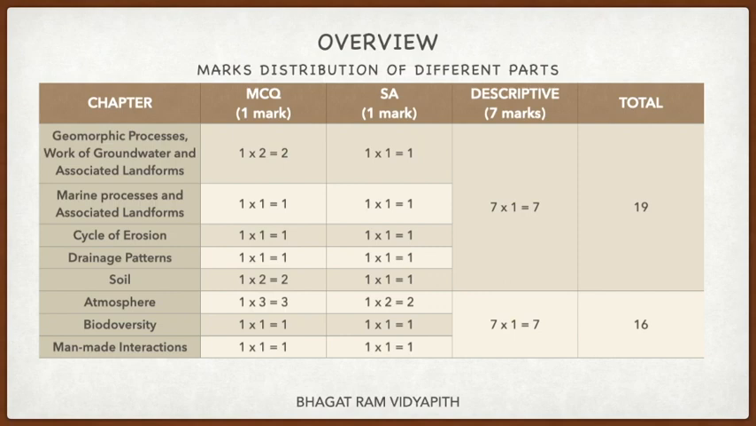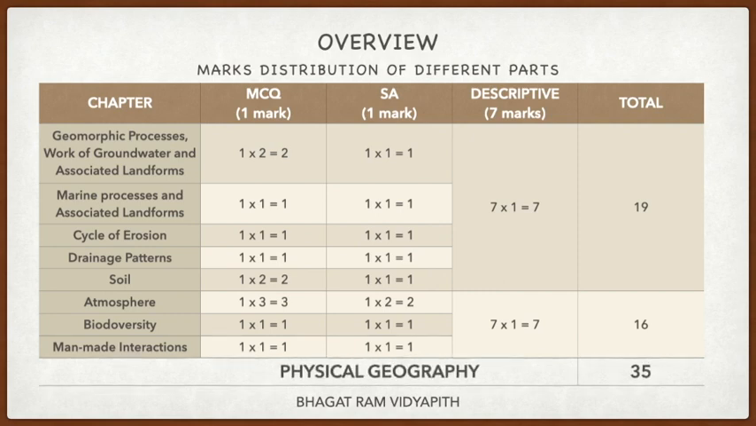Another thing we need to pay attention to is that the 7 mark descriptive question will not appear individually from atmosphere, biodiversity and man-made interactions. This is blocked over these three chapters, meaning one 7-mark question can be from any of these chapters. These three chapters in total account for 16 marks: 7 plus individual question numbers from each of these chapters. 19 plus 16 gives us 35 marks for physical geography.